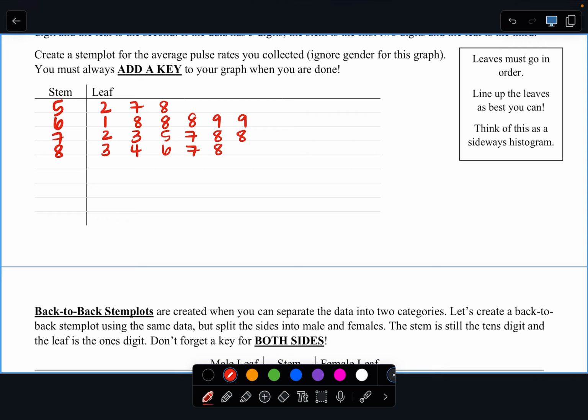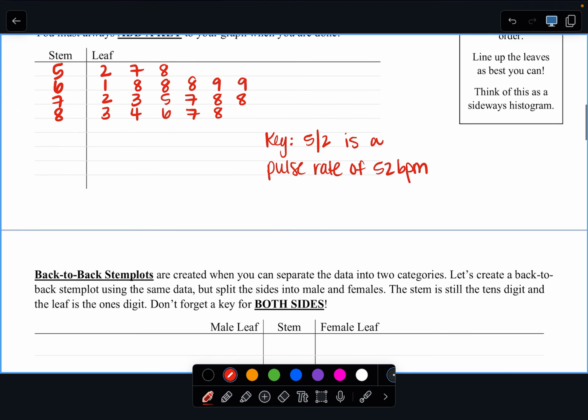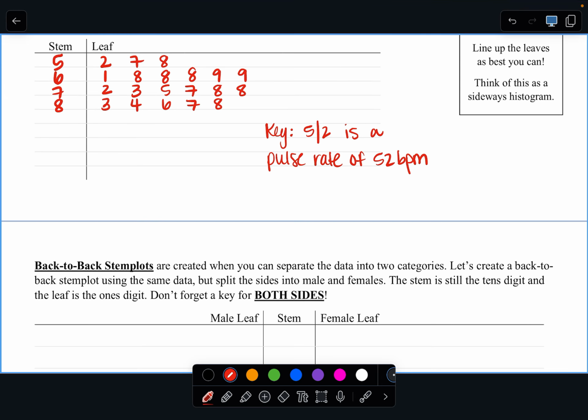Now, one thing that you always have when you graph these is a key. I usually pick the first value, in this case, 52. So I'm going to say 52 is a pulse rate of 52 beats per minute. I know sometimes it can be a little annoying, but we have to be very descriptive in what we do. I can't just say 5/2 is 52. It has to be specific to what you are talking about.